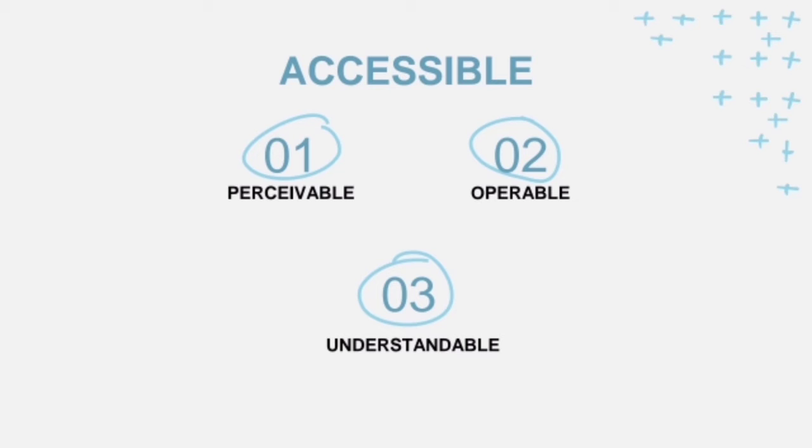Then, the second is operable. User interface components and navigation must be operable. Then, the third is understandable. It means that the information and the operation of the user interface must be understandable. Then all three of them have to be united, so it can make the online learning model accessible.